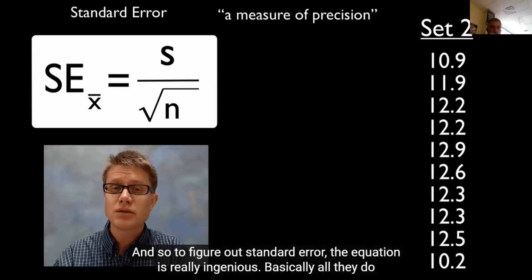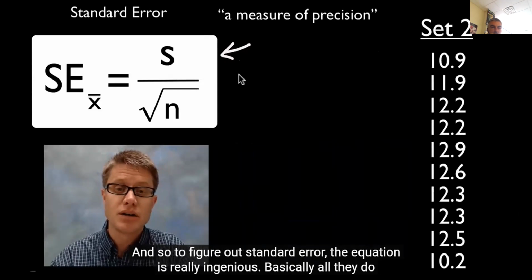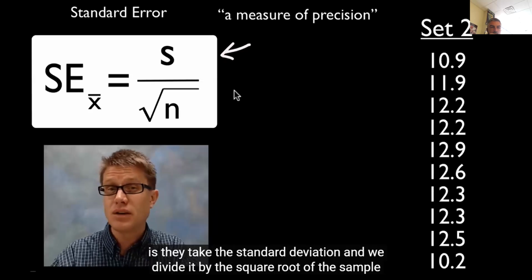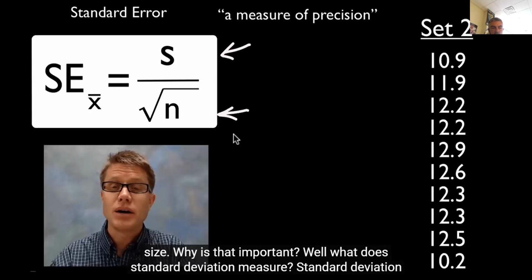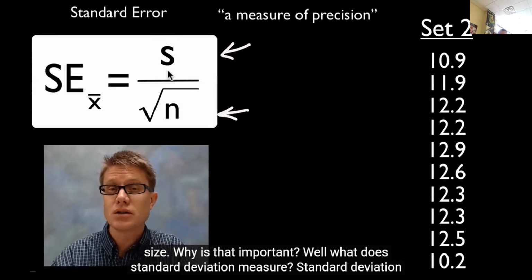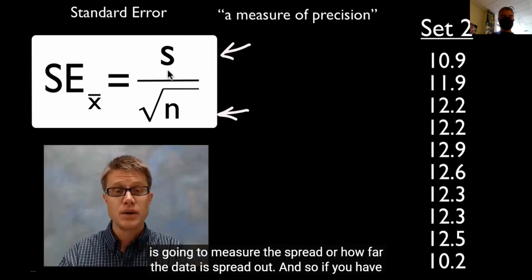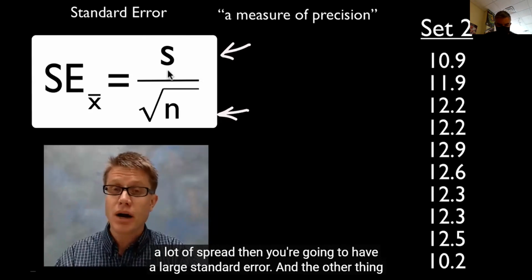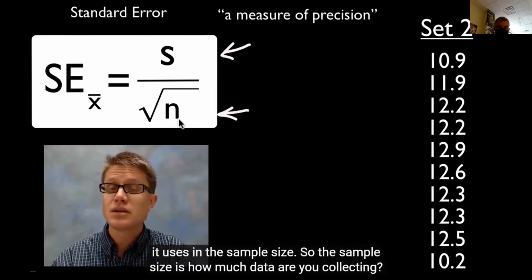And so to figure out standard error, the equation is really ingenious. Basically, all they do is they take the standard deviation and divide it by the square root of the sample size. Why is that important? Well, what does standard deviation measure? Standard deviation is going to measure the spread, or how far the data is spread out. And so if you have a lot of spread, then you're going to have a large standard error. And the other thing it uses is the sample size.